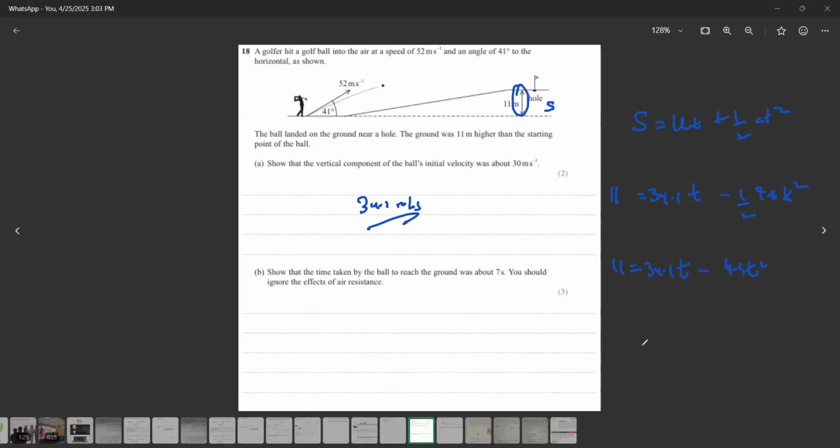So when we form a quadratic equation, 4.9 t square, I move the other side, minus 34.1 t plus 11 is equal to 0. So solve this quadratic equation. x is equal to minus b plus or minus the square root of b square minus 4ac, over 2a. What's the answer for the time? 6.62. So this time will come out as 6.62 seconds.